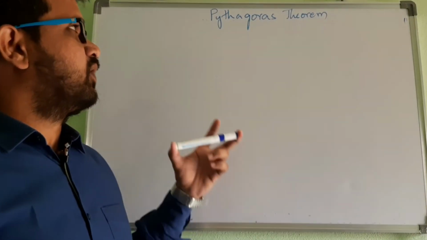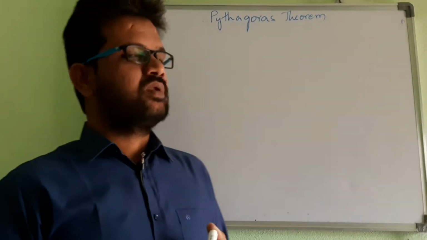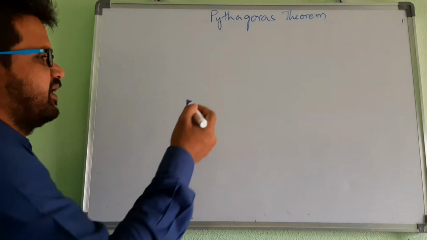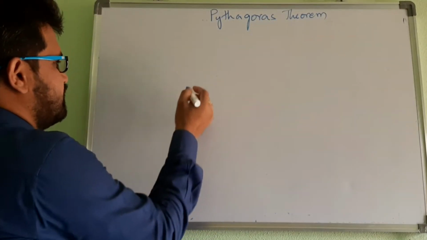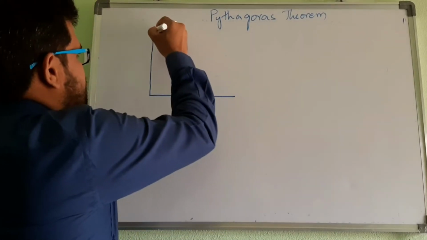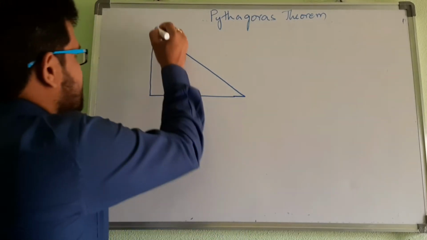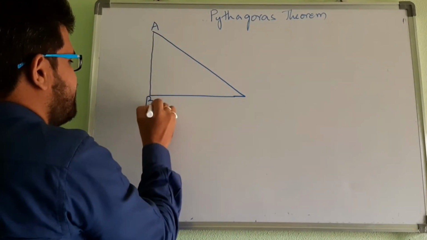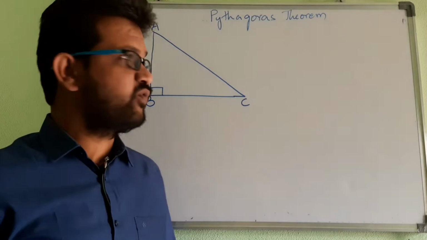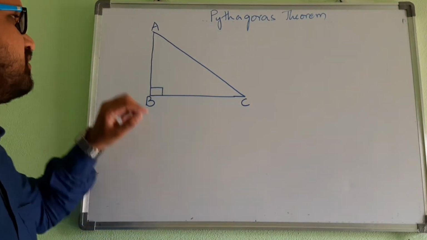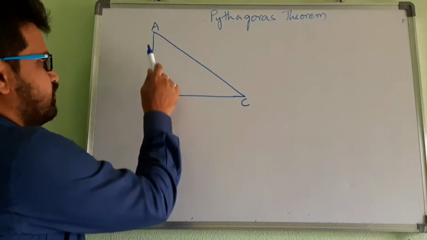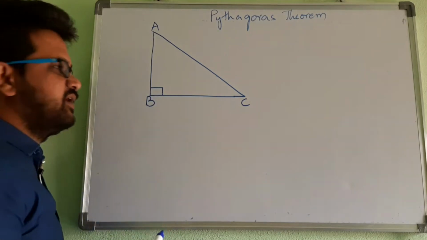Before going to study Pythagoras theorem, let us see some similarity concepts in a right angle triangle. Let us take one right angle triangle ABC, where the right angle is at B. We are not proving Pythagoras theorem yet. Before that, let us take some similarities in a right angle triangle. So take ABC as a right angle triangle at B.